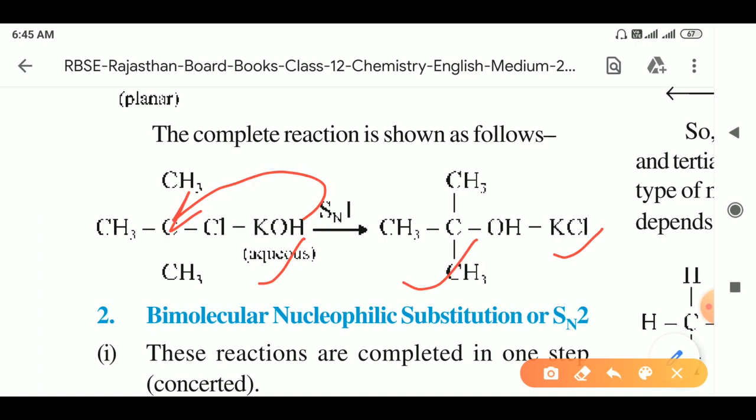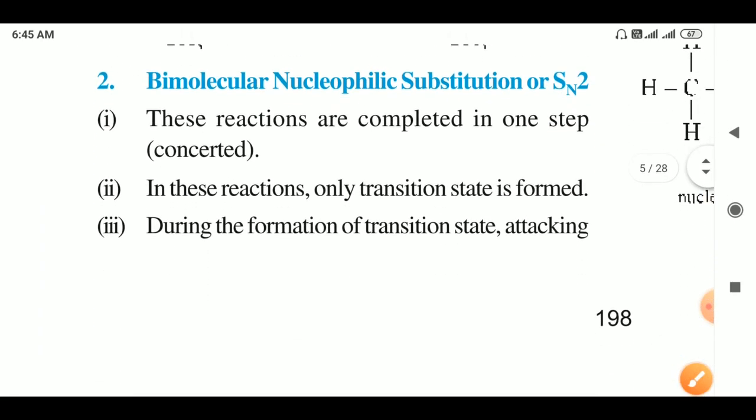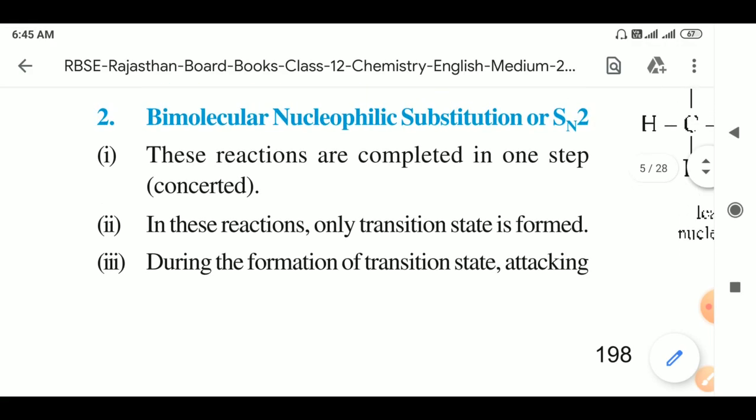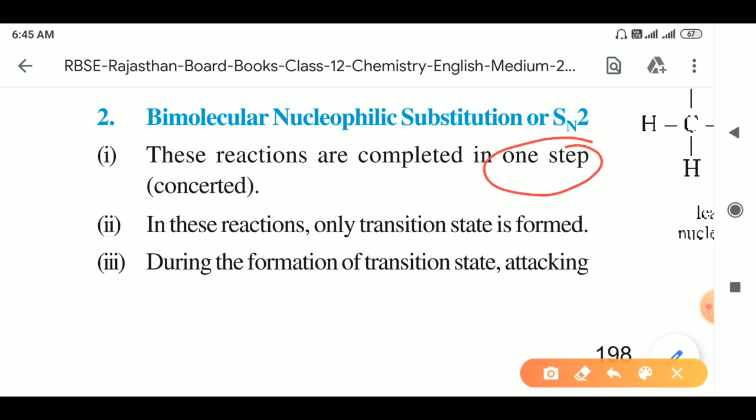Now after this, the bimolecular nucleophilic substitution reaction, or SN2 reaction, substitution nucleophilic bimolecular reaction. What are the main points of this reaction? We will also compare the reactions SN1 and SN2. Listen carefully. This reaction is completed in one step, and the SN1 reaction is completed in two steps.